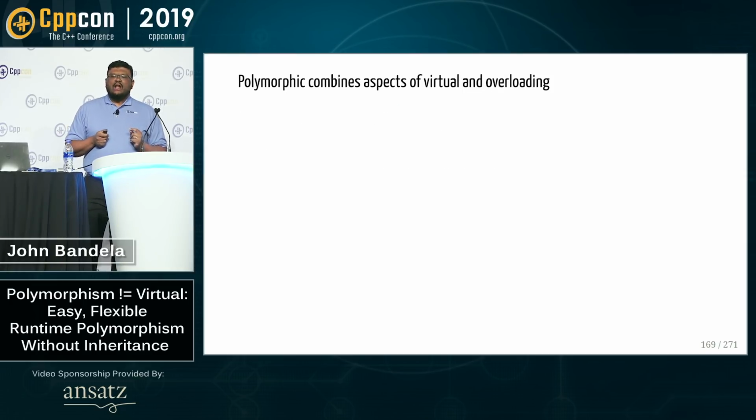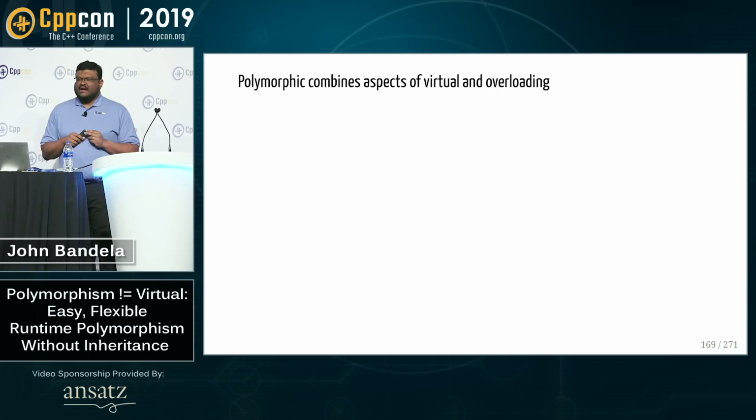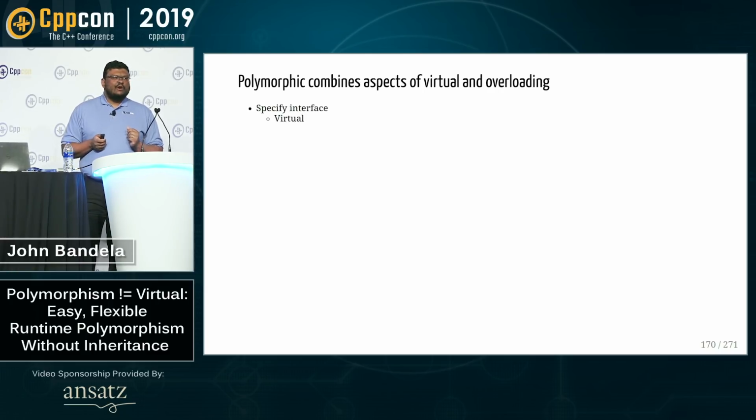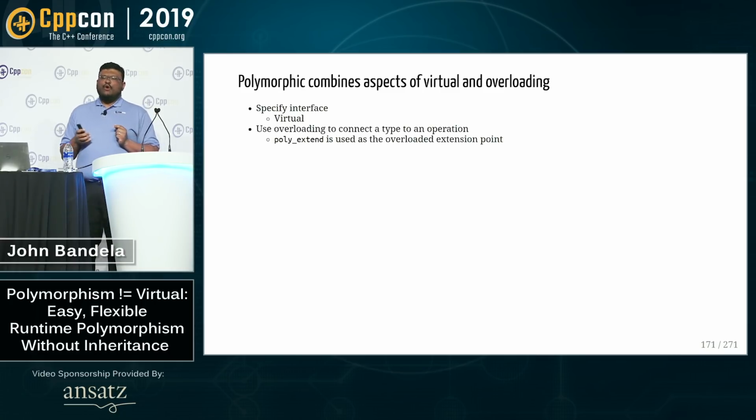So polymorphic combines aspects of virtual and overloading. We're able to specify an interface like virtual, and we're able to use overloading to connect a type to an operation, and we call our extension point polyextend.